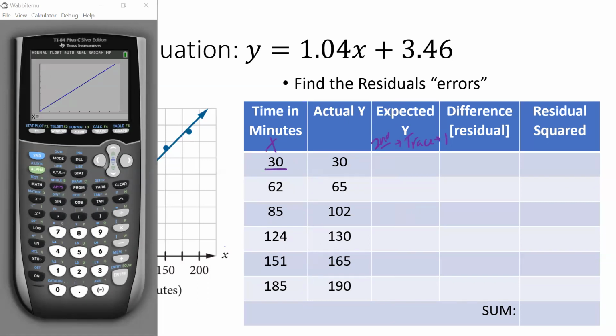Up first, I'm putting in 30. So I hit 30, and I get 34.66. Still with me? Now I'm going to do 62. Type in 62, and I get 67.94. So I've now done 62. Now I'm going to do 85. Type in 85, and I get 91.86.